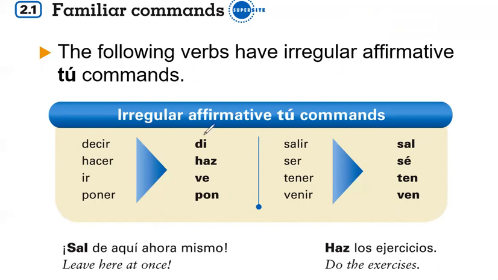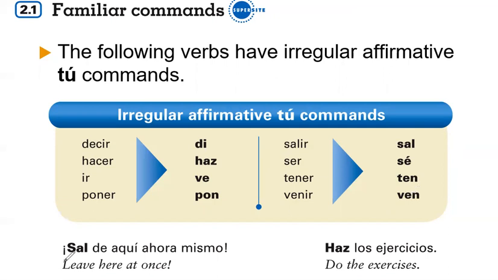These are the conjugations: di, haz, ve, pon, sal, sé, ten, ven. Those are the actual words. I know they're so small. A lot of people think that these are the stems and we have to add something to them, or they think that they're the endings and we have to have something in front of it. Nope, this is the entire conjugation.